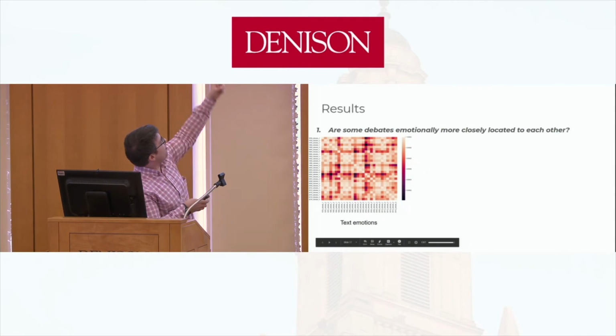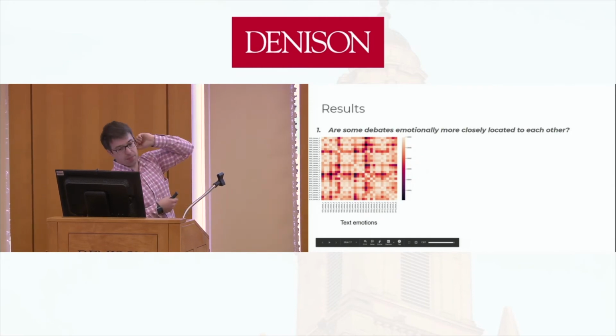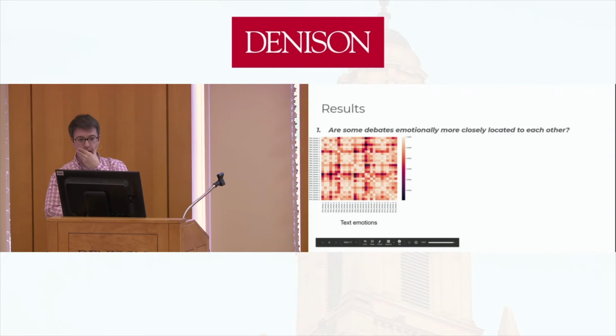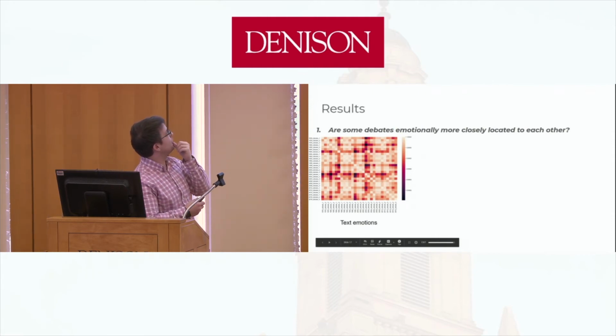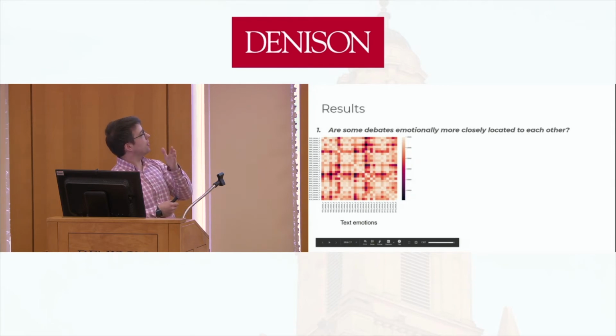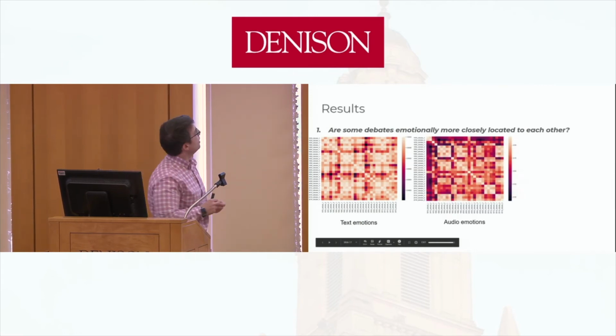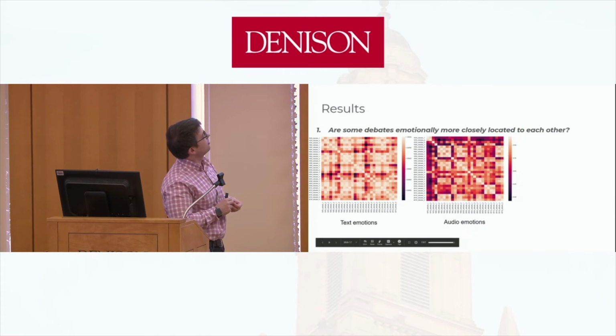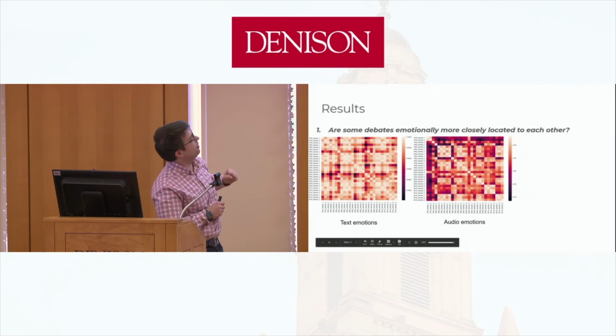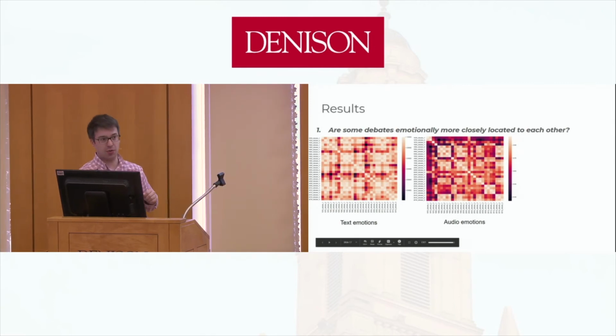And then we see another light area in the bottom right part of this square matrix, which again suggests some similarity for the debates starting from 2008, going through 2012 and 2016. So those debates are also similar. If you look at audio emotions, there is less similarity, but still there are some debates that are similar. There are some light squares within the large matrix.